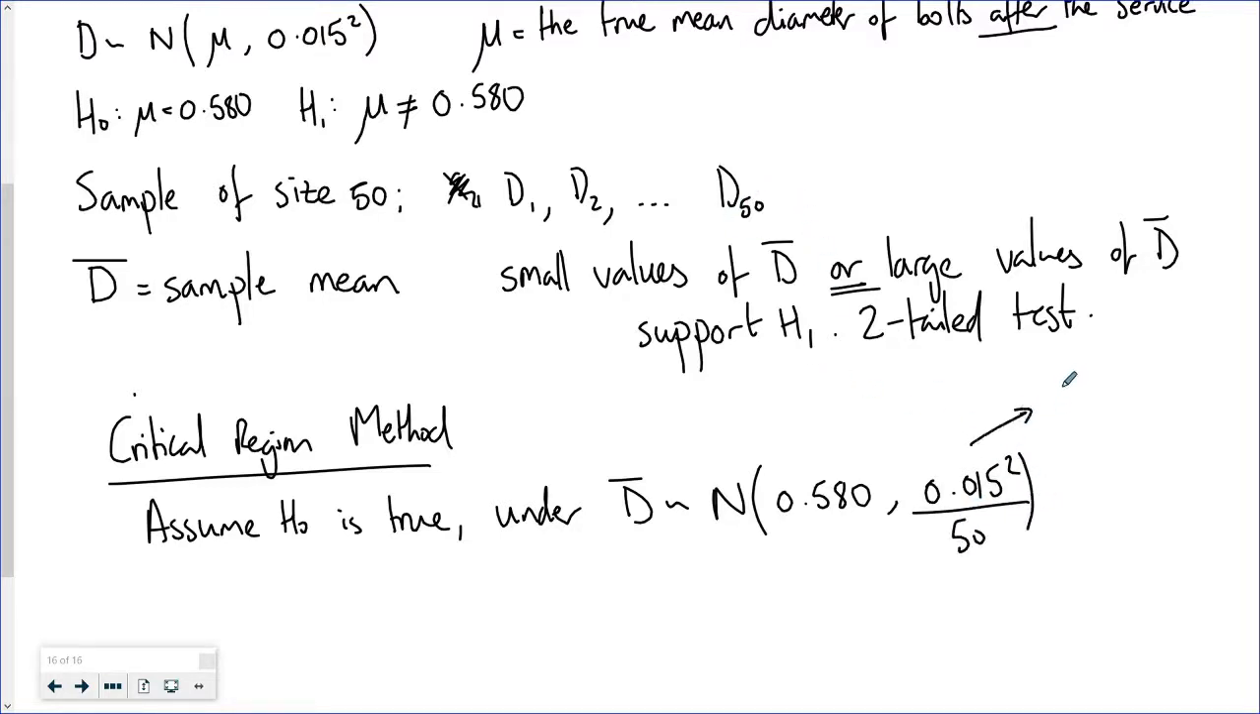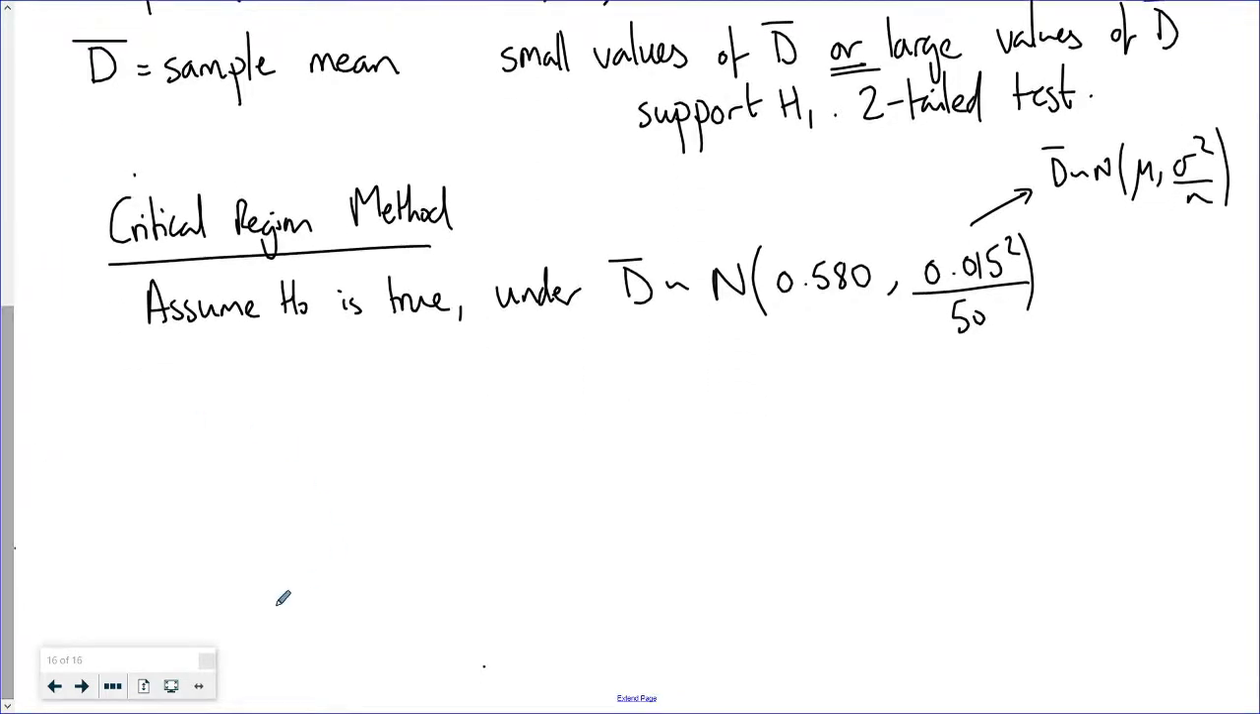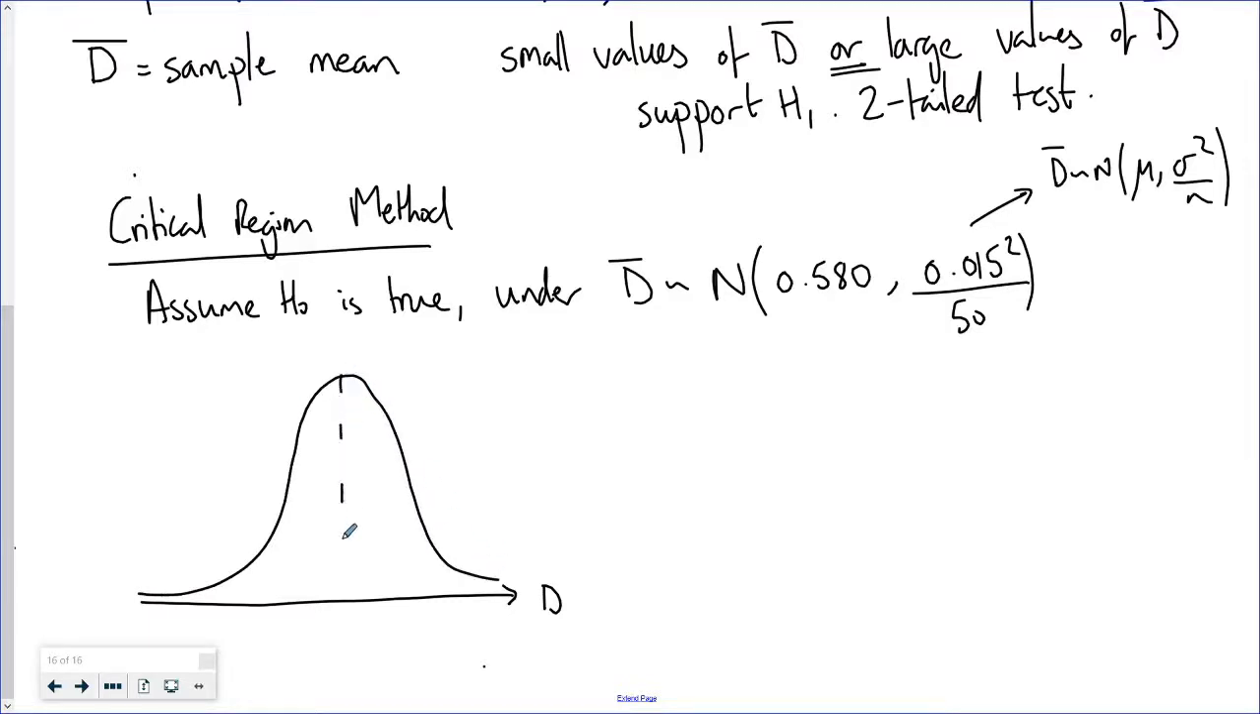So here I've used the formula that D bar follows a normal distribution, mean mu and variance sigma squared over n. Sigma squared over n is this part here, and the value of mu that I've used is the H0 value of mu, because we're assuming that H0 is true. So let's draw out what this distribution looks like. On the horizontal axis we've got D bar, and we can draw out this normal distribution curve that looks something like that. And we know that in the middle, if H0 is true and the machine hasn't changed, then the distribution is going to be centered on 0.580.